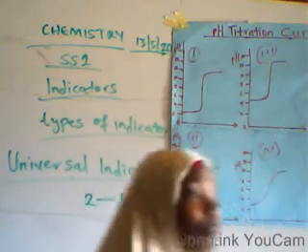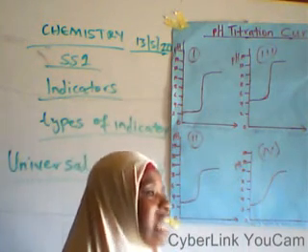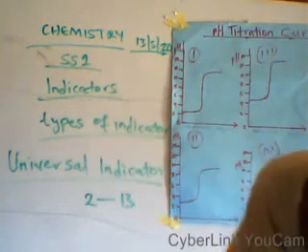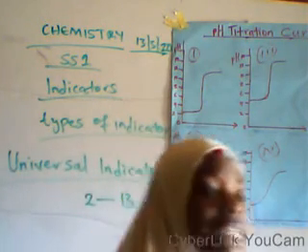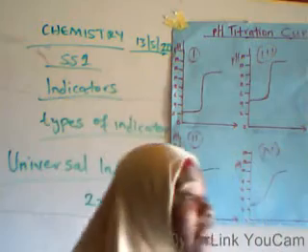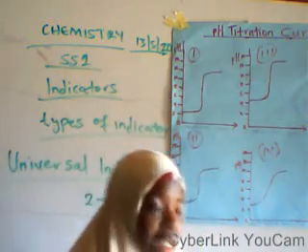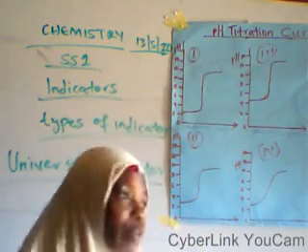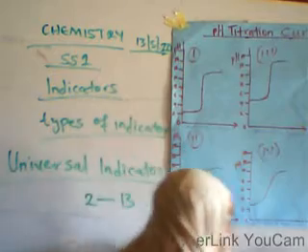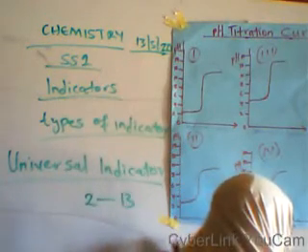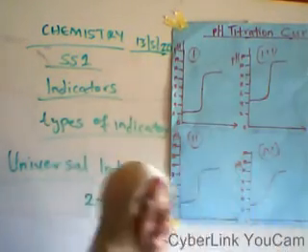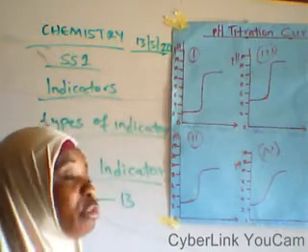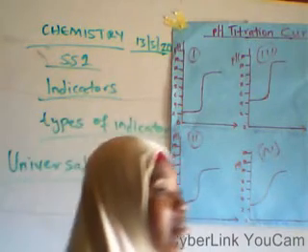Now, number 2, the titration of strong acid versus weak base. The indicator we can use is methyl orange, because it is methyl orange that will be able to detect between that pH range, strong acid versus weak base. Methyl orange will detect any change there.